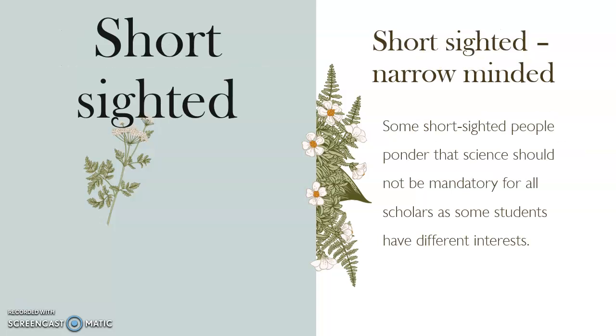Next is short-sighted. Short-sighted means narrow-minded. For example, some short-sighted people ponder that science should not be mandatory for all scholars as some students have different interests. So instead of writing narrow-minded people, you should use this word short-sighted.